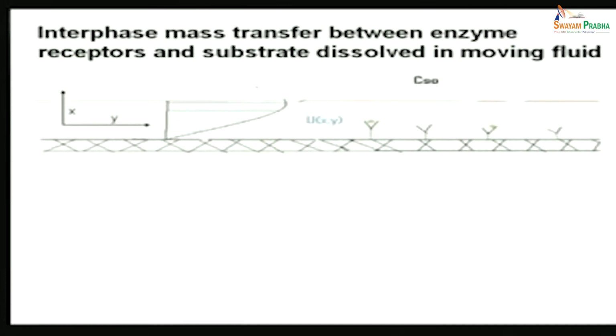So, the next thing that we are going to do is interface mass transfer between enzyme receptors and substrate dissolved in a moving fluid. So, the major difference is, in the first part that we did, we only considered diffusion and no movement of the fluid. So, it was as if a static fluid was there and the enzyme matrix insoluble in it is dropped in it and the diffusion and the reaction occurs. Okay. Here what we are going to do is we are going to look at moving fluids.